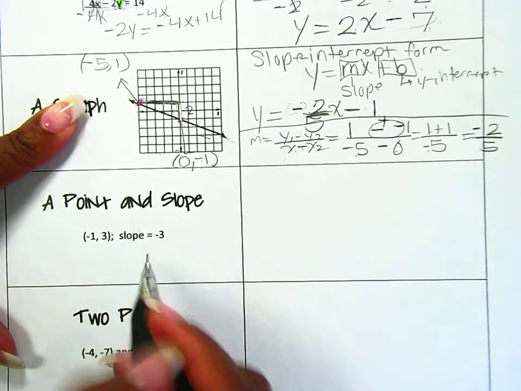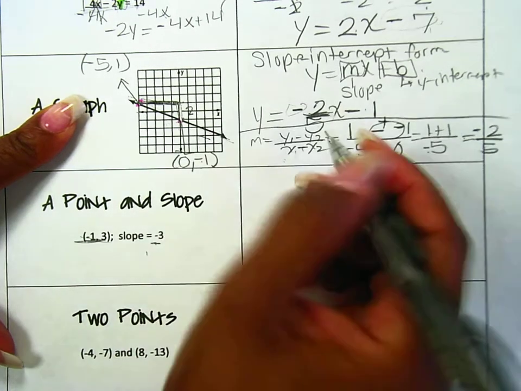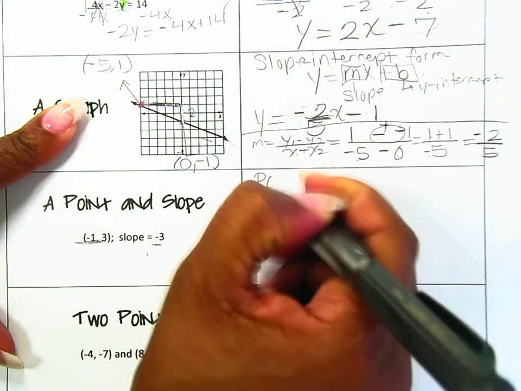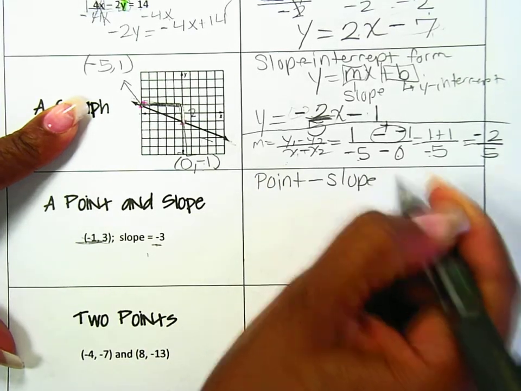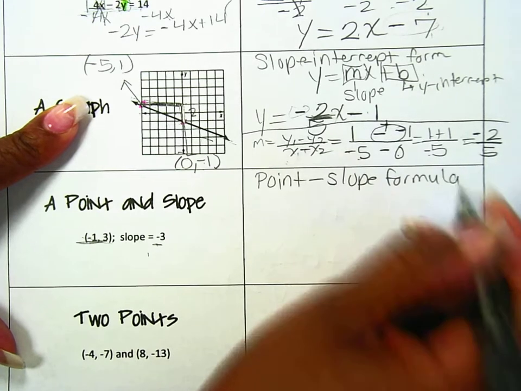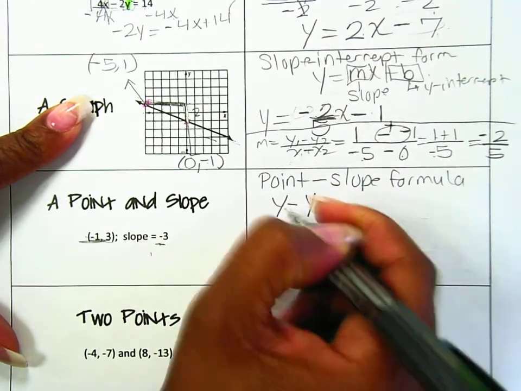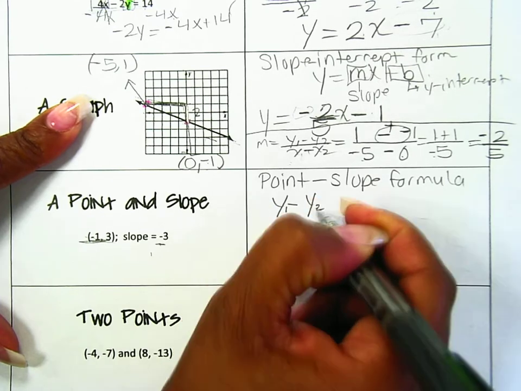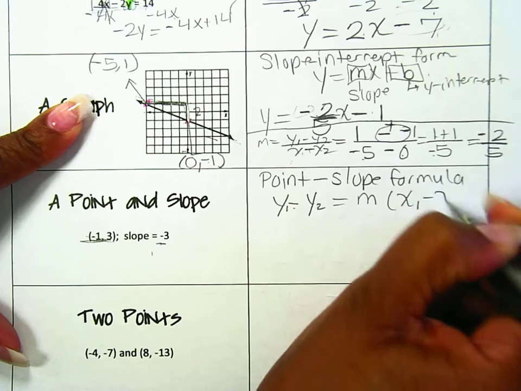Now they gave me a point and a slope, okay? A point and a slope. Here, I'm going to use the point slope formula. They gave me a point and slope, so I'm going to use the point slope formula. Okay? Which says y minus y, I'll put the ones and the twos there for you, equals the slope times x of 1 minus x of 2.